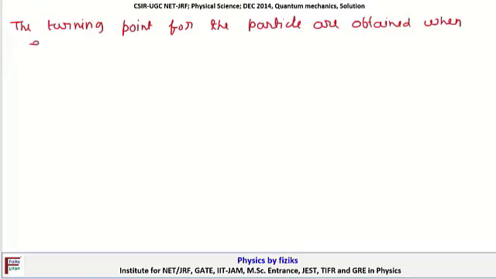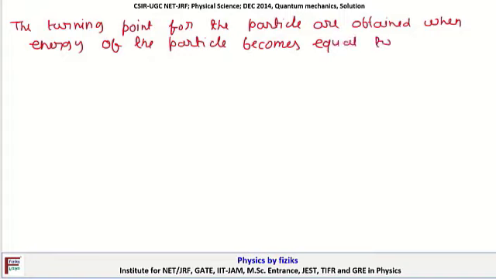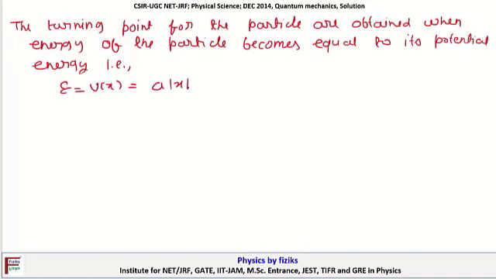when the energy of the particle becomes equal to its potential energy, that is E is equal to V(x) equal to A mod x, which implies x is equal to plus or minus E by A, which implies x minimum is minus E by A and x maximum is equal to E by A.